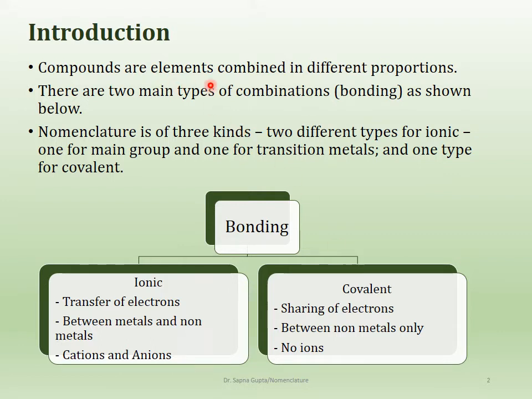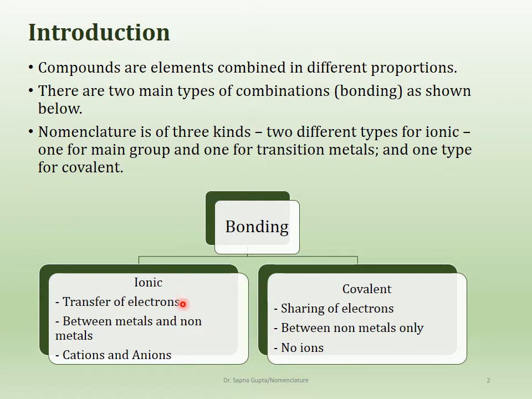You already know about elements, okay? That's all in the periodic table. Compounds are elements combined in different proportions. So in this chapter, we're also going to learn about which proportion things combine in, okay? Not only what is combining. So anyway, there are two types of combinations, or bonding as we call it.